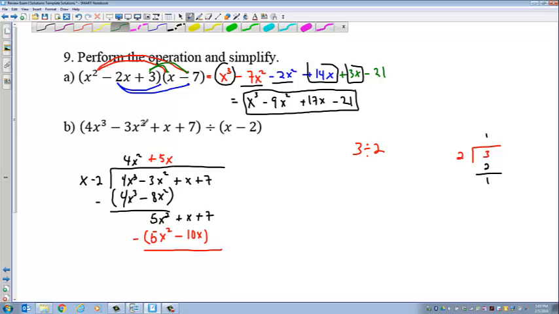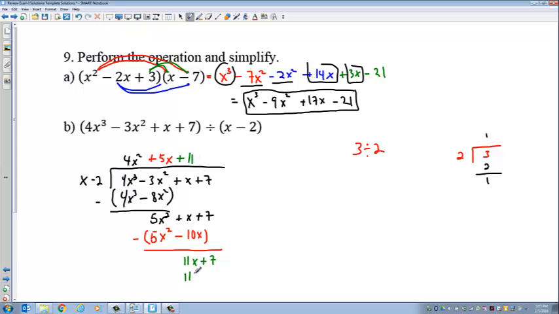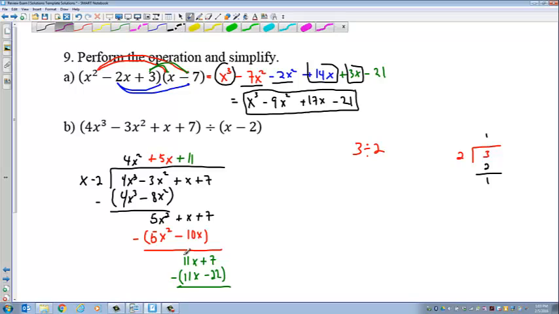When you do this, the 5x squareds cancel. But then again, a minus is a plus, so you really have plus 10x plus x, which is 11x, then plus 7. And so this is going to be plus 11, because 11 times x is 11x, minus 22. Right? So 11 times x is 11x, and 11 times minus 2 is minus 22. You'll subtract again the whole thing, and you're going to be left with what? Well, the 11x's cancel, but a minus is a plus, so you have plus 22 plus 7, which is 29. And so that's how we do the division.